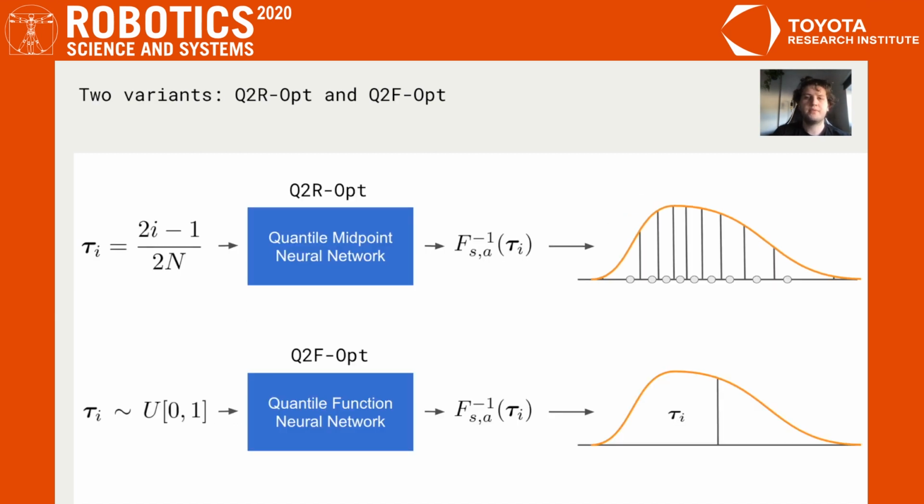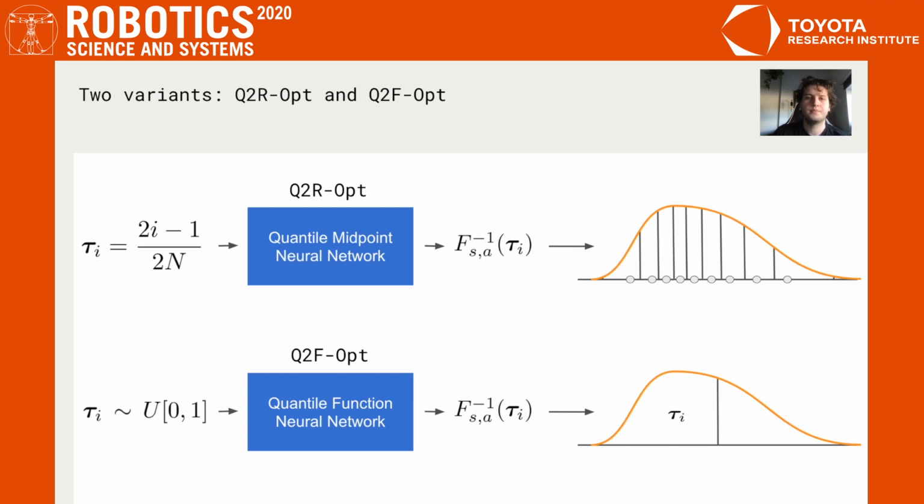Q2-Opt comes in two flavors, based on the previous work on QRDQN and implicit quantile networks, respectively. The difference between these is given by the type of vectors they take as input. The first method, Q2R-Opt, always approximates a fixed tau corresponding to the quantile midpoints, which are illustrated here by the gray dots. In contrast, Q2F-Opt learns a quantile function and can therefore be evaluated at any arbitrary location on the unit interval.